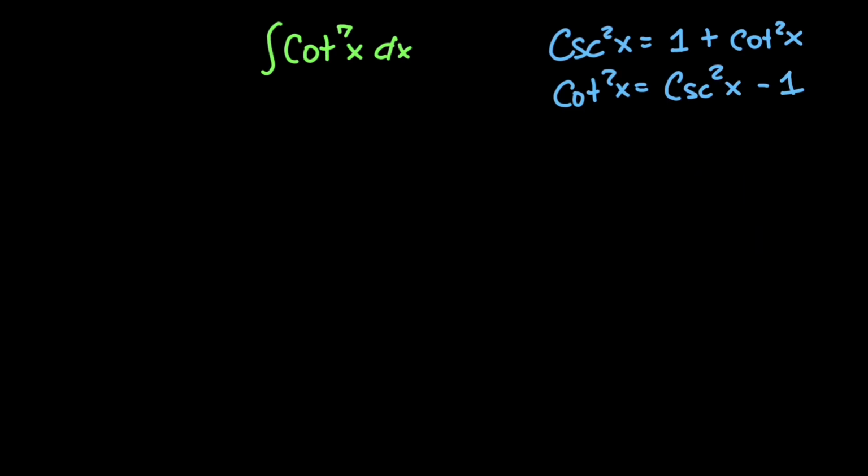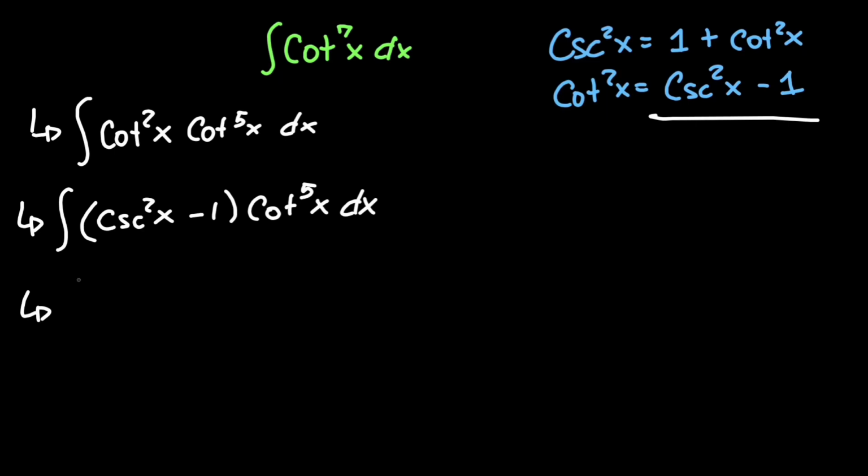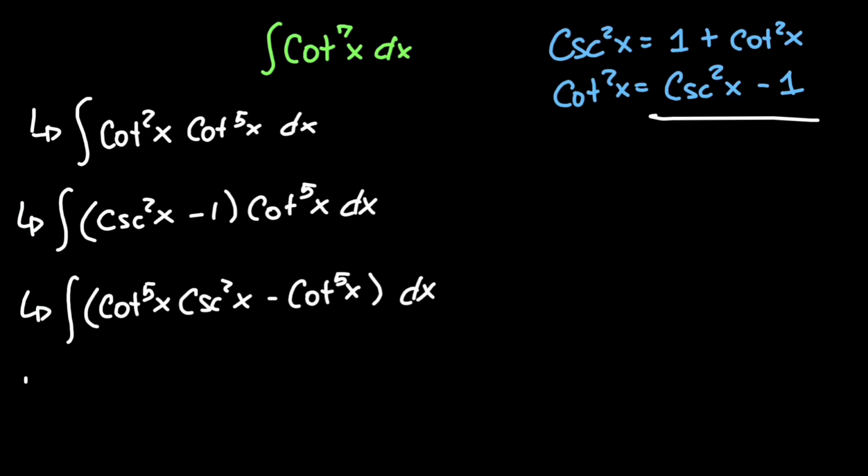Lastly, we have the integral of cotangent to the power 7 of x. Once again, factor out a cotangent squared of x, and transform this into its identity, which would be cosecant squared of x minus 1 multiplied by cotangent to the power of 5x. And distribute cotangent 5x and split the integral apart.